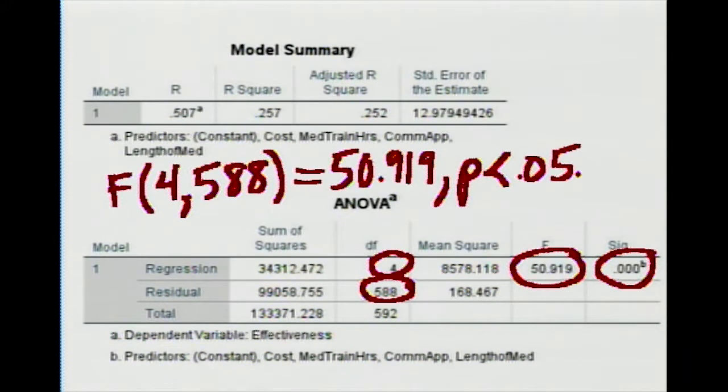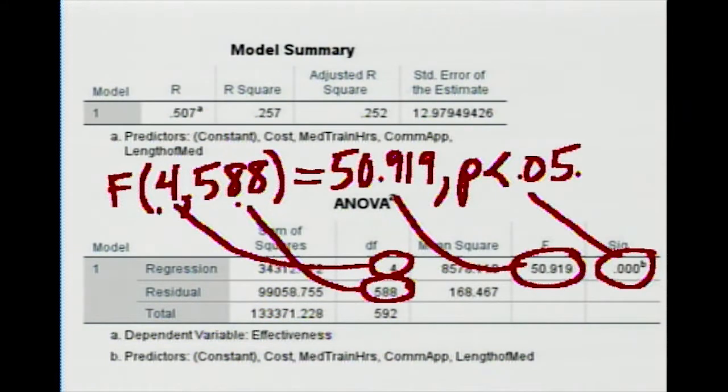Okay, so here we know the degrees of freedom are put here, right? We have the smaller one first and then the larger one next, and that's the between and within numbers. And so we have 4 and 588, and then we have the F ratio, and then we have the significance.